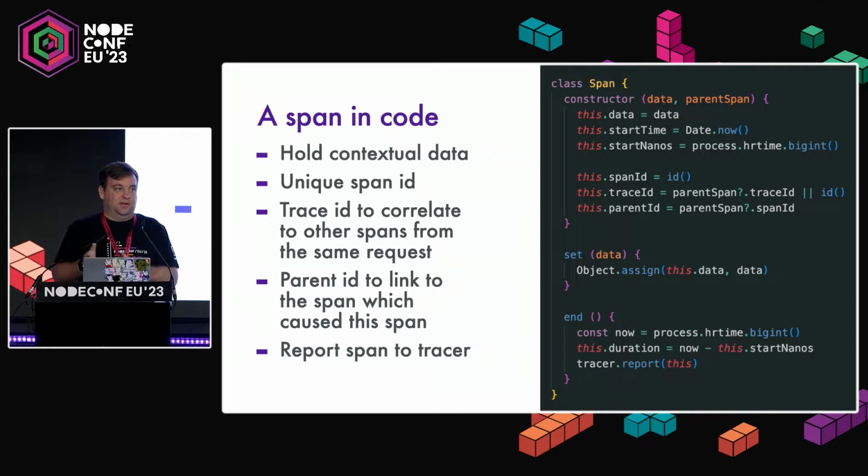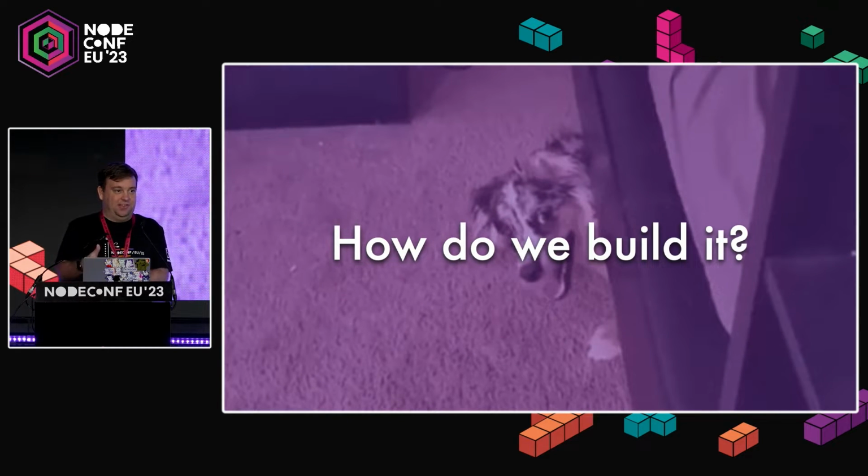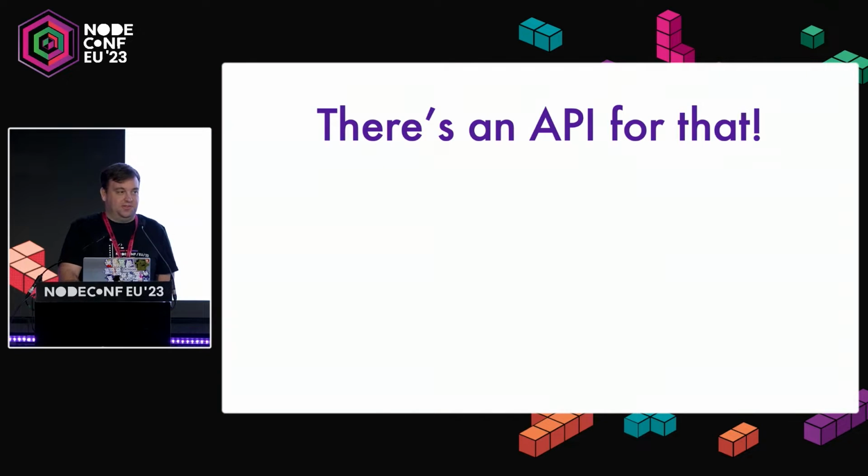Different tracers implement it differently. Some will, for each span, stream out the span to somewhere. Some will build up a trace representation in memory and then make some decision after the fact if this was interesting enough to report, or things like that. So we have this span class, how do we actually build stuff with it? There's an API for that, several actually.